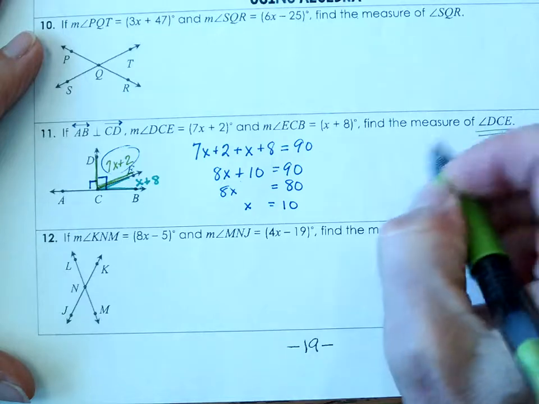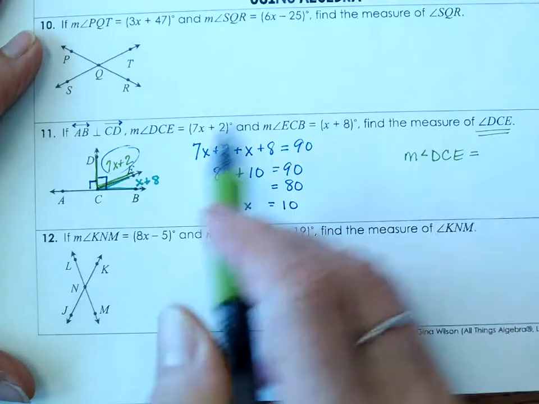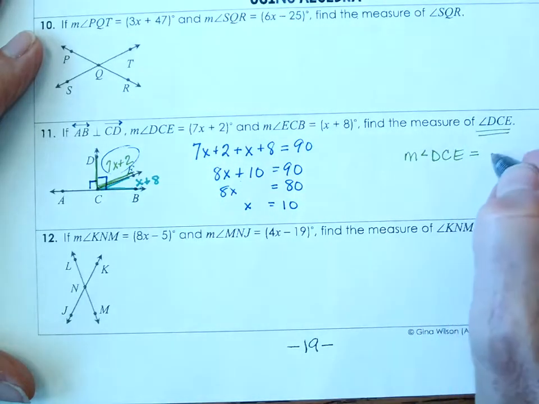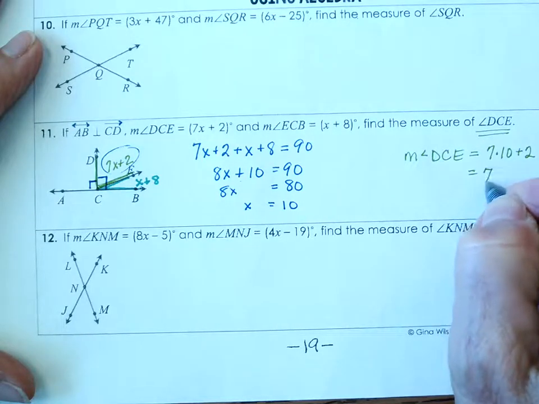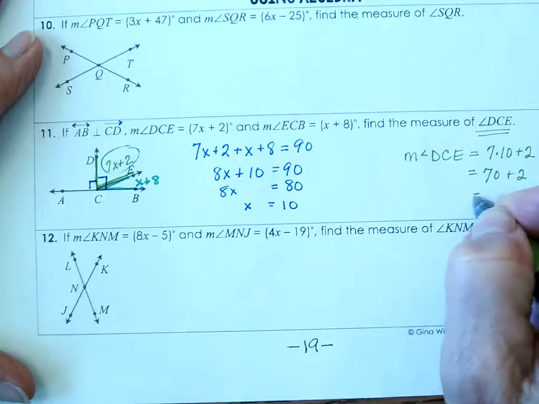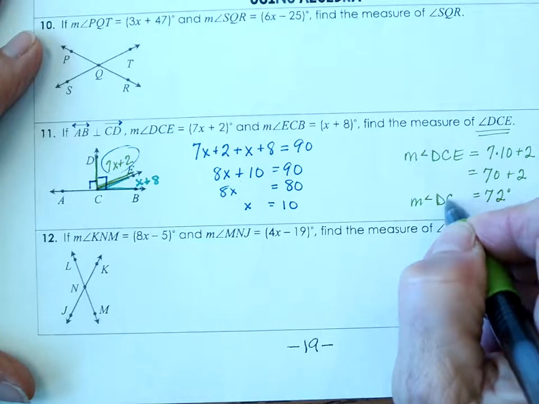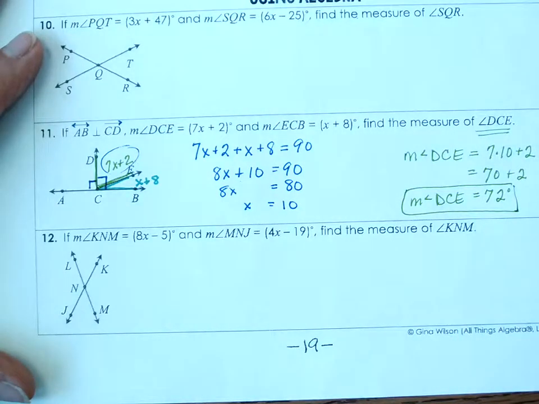So we're looking for this one, the measure of angle DCE. Right here, the measure of angle DCE is 7 times my x value plus 2. So the measure of that angle is 72 degrees. And we go on to number 13.